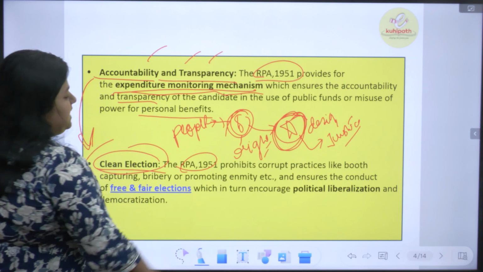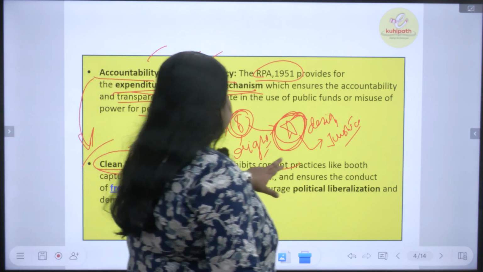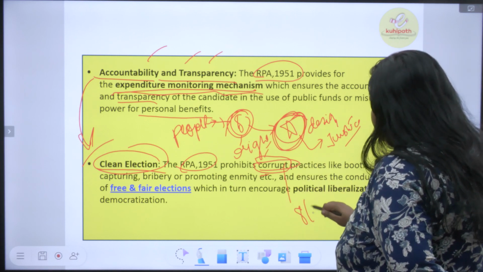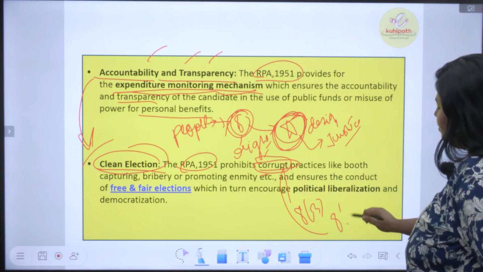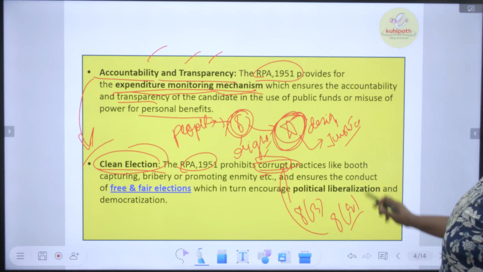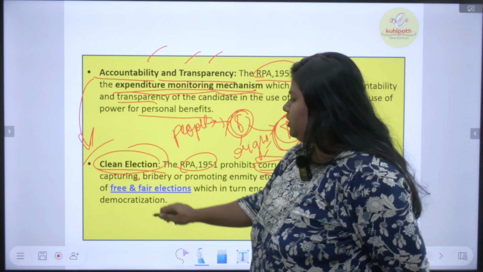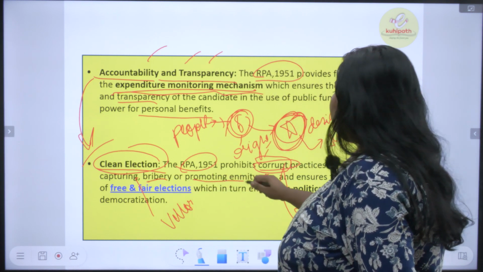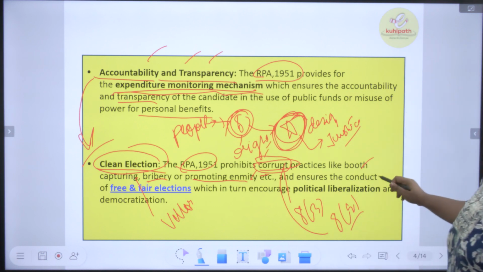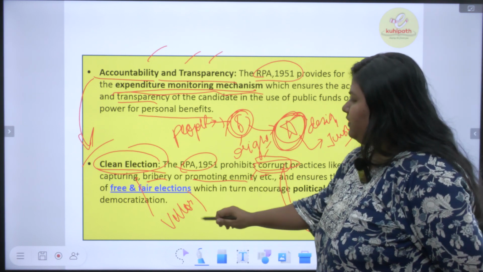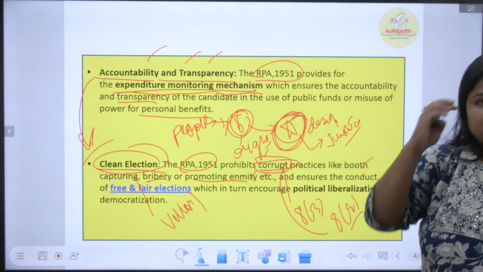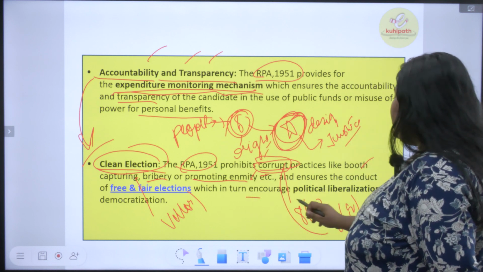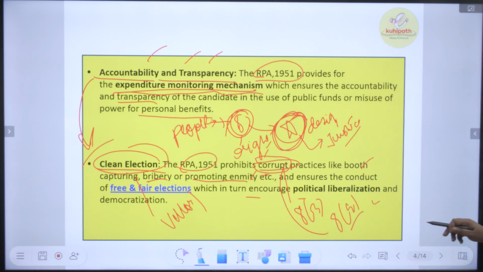To ensure clean elections, the Representation of Peoples Act 1951 prohibits corrupt practices. Corrupt practices we talked about in Section 8(3) and 8(4), and we have also talked about criminalization of politics, like booth capturing, where we took the example of Vellore constituency. Bribery or promoting enmity etc. ensure the conduct of free and fair elections, which we had talked about initially in the first part of our discussion, which in turn encourages political liberalization and democratization.